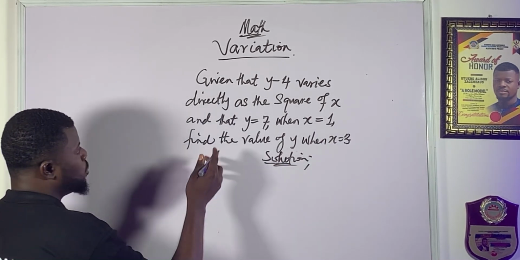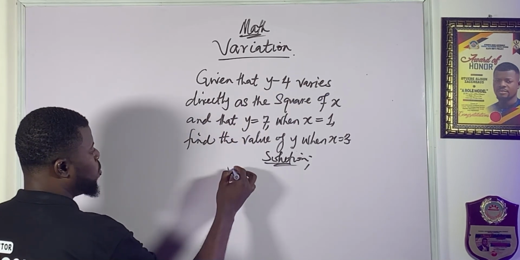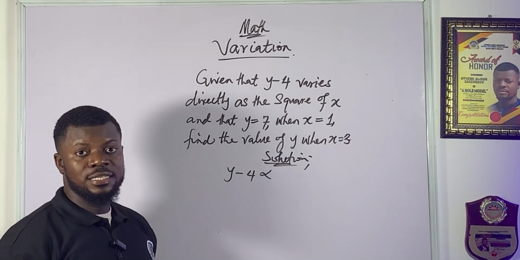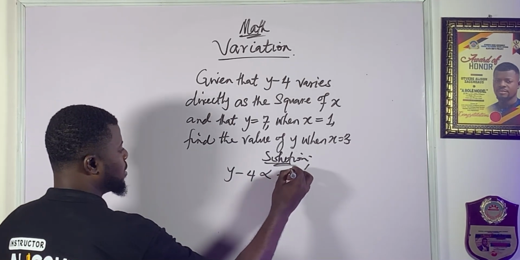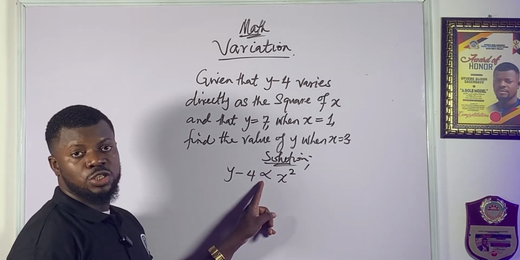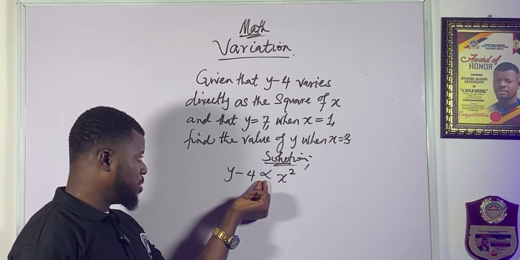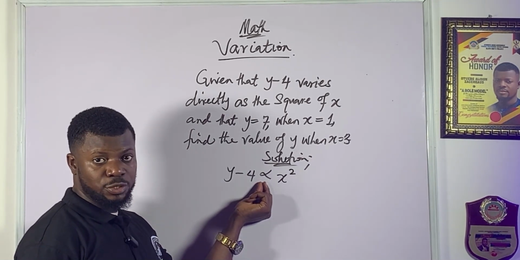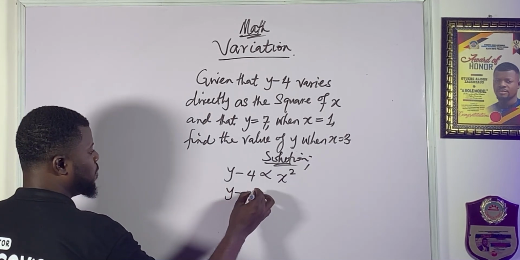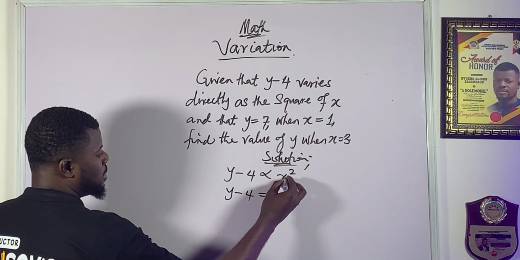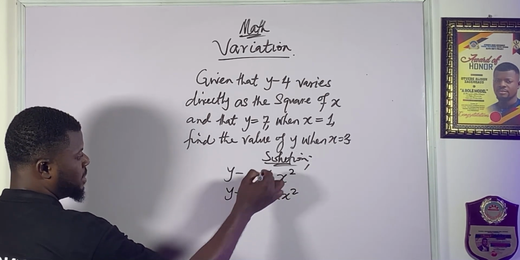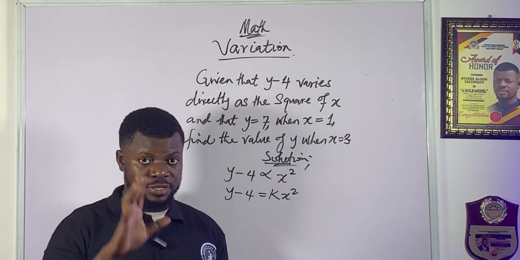So the first thing you need to do is to interpret this. Y minus 4 varies directly as the square of x. This is the square of x. So what's the first thing you need to do? You need to change this symbol for variation. This proportionality sign I introduced equals k. So that way you say y minus 4 equals k, then you have this x squared. You can see that this equal to k is replacing this proportionality sign. That is the first step.